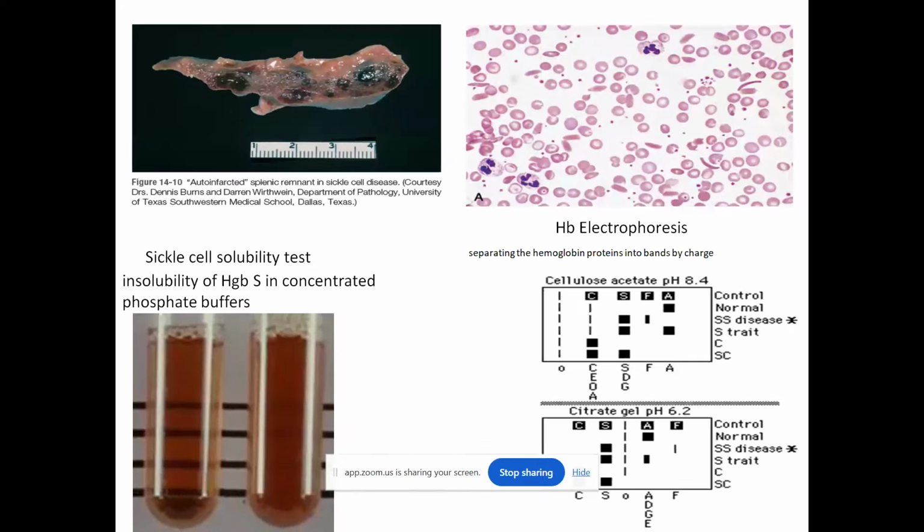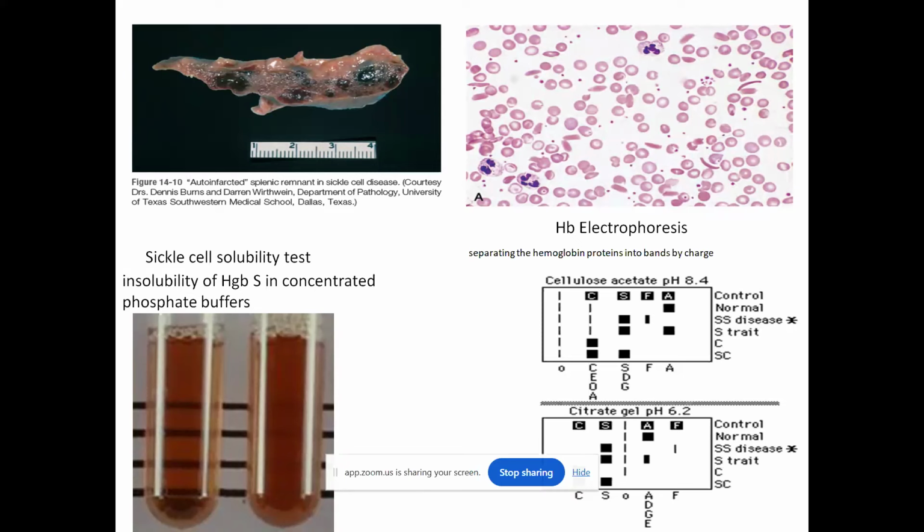The first picture shows the infarction, the autoinfarction. The spleen will be of a very small size, and it will become fibrous tissue. The next picture, the peripheral smear, shows the sickle shaped cells along with regular RBCs.